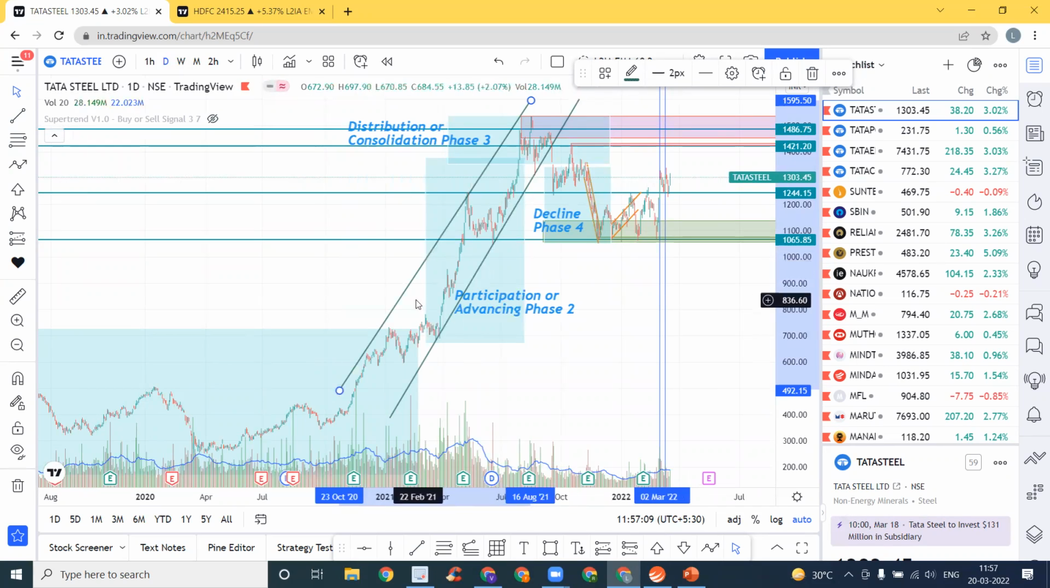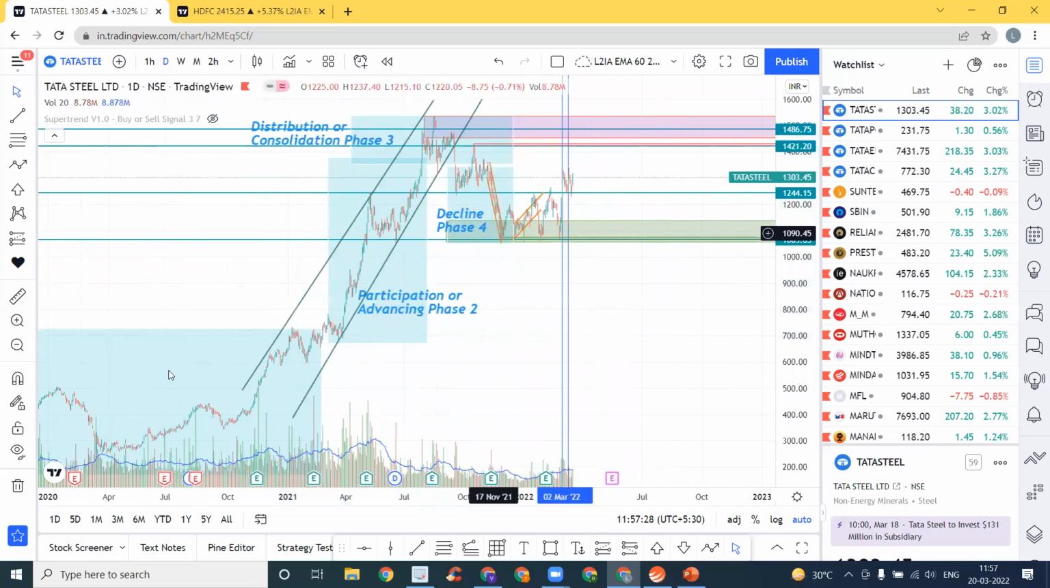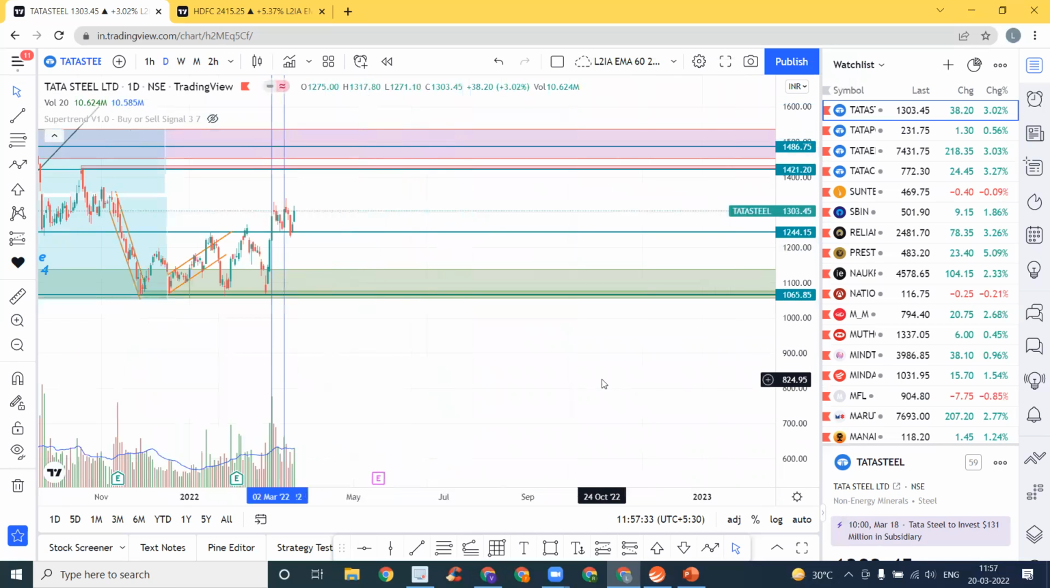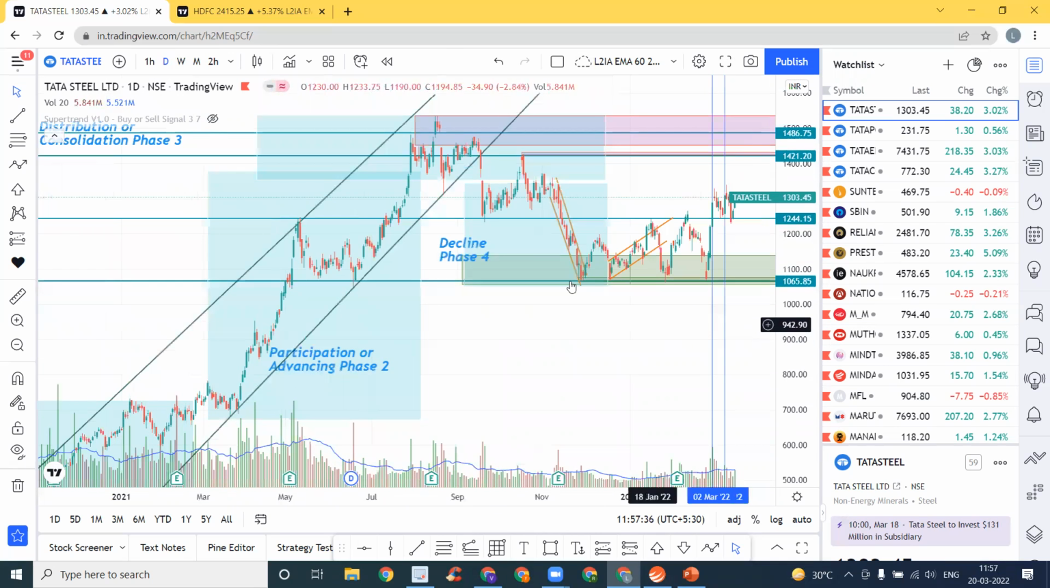So what we see, Tata Steel was moving up, and then around September 21, it went down. Then it consolidated for some period of time. Then it went further down, came down on 30th November, and then it started moving up once again. So it went up, came down further. In the November 21 period it went up, came back down, went up again, and now it is here.